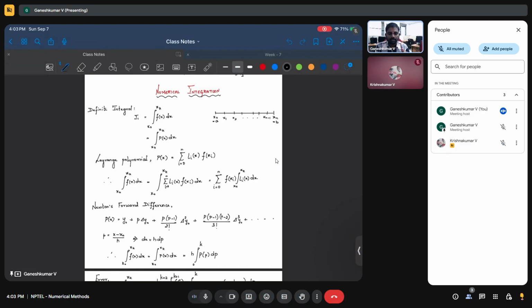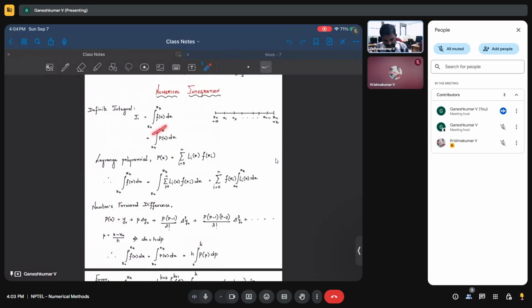Also, given a definite integral, where you want to evaluate a function within certain limits from a to b, that can be easily done using numerical integration, provided you take enough data points between a and b. So that's what we saw this week: the various methods to solve numerical integration, especially the definite integral. A definite integral is an integral of a function whose limits are known, from a to b.